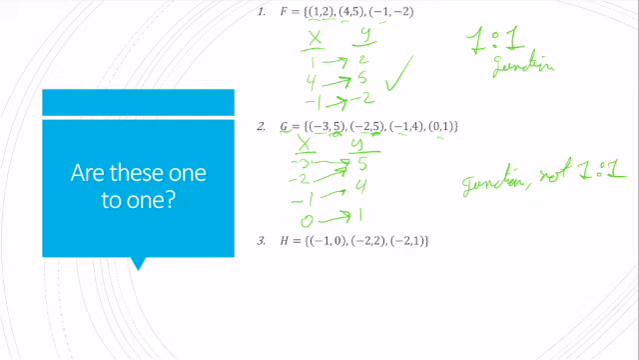All right, last but not least, I have relation H. So x is -1 and -2, y is 0, 2, and 1. And I have -2 going to 2 and 1, and -1 going to 0. Is this one-to-one? No, this is not one-to-one, but it is a function.